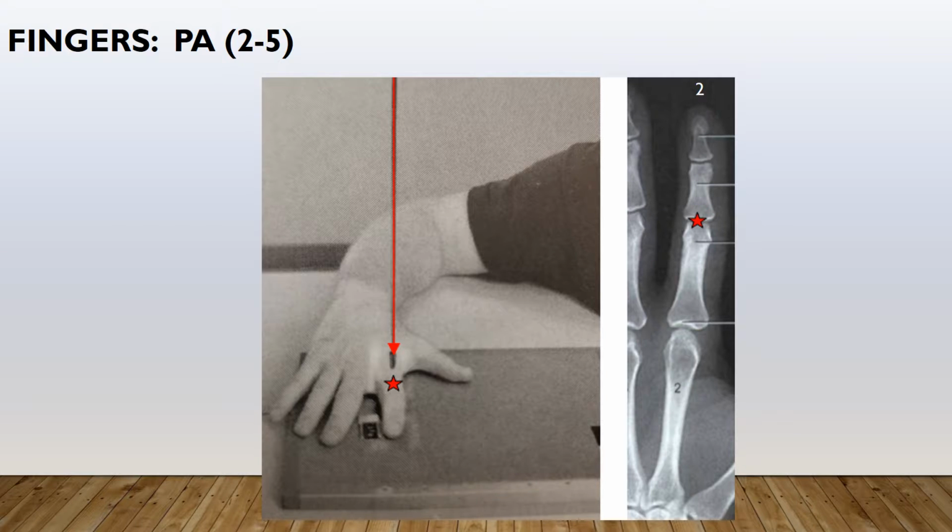If I had a digital cassette, I would have to make sure I'm in the very center of the digital cassette. But let's just pretend this is a digital cassette, and let's just pretend that we're in the very middle. Now, when I'm x-raying your index finger, which is number 2, your middle finger, which is number 3, your ring finger, which is 4, or your pinky, which is 5, this is how I'm going to take x-rays of a PA finger. The center ray is going to be at the proximal interphalangeal joint.